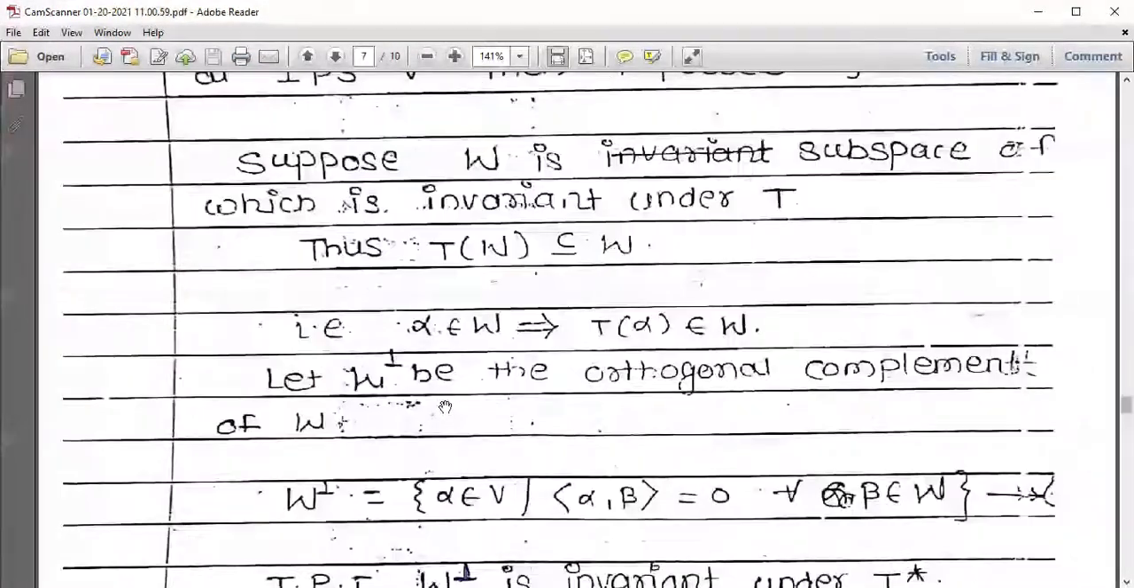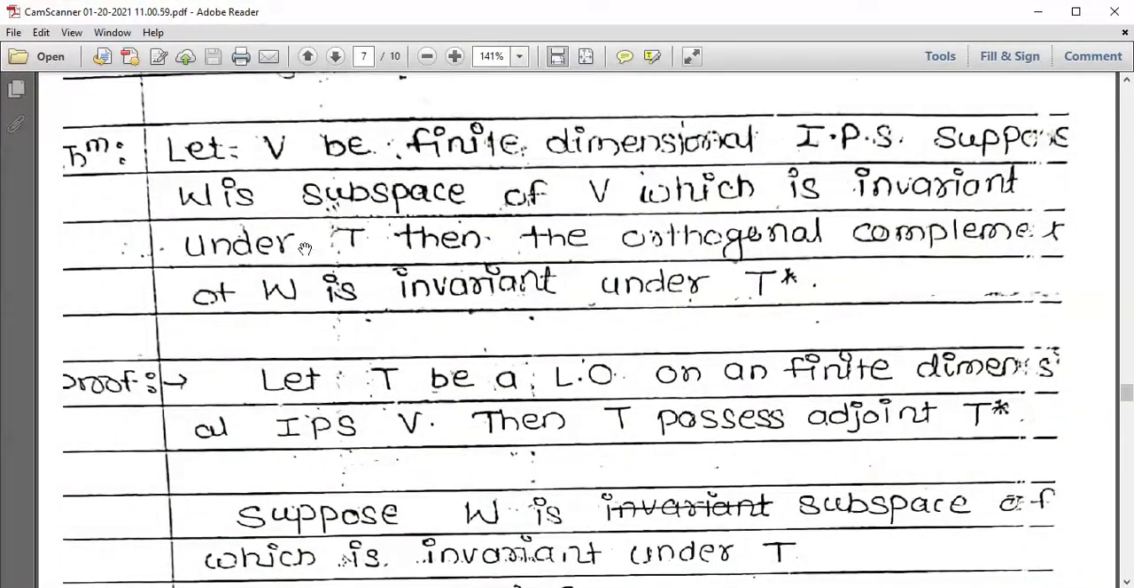Look at the theorem. If V is a finite dimensional inner product space, and W is a subspace of V which is invariant under T, then the orthogonal complement of W is invariant under T star. So this is the theorem and proof.